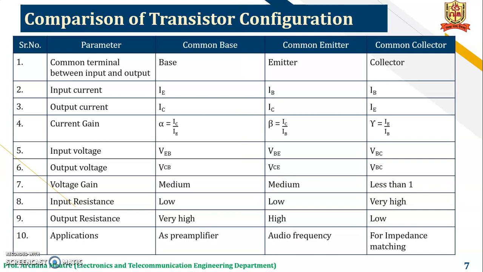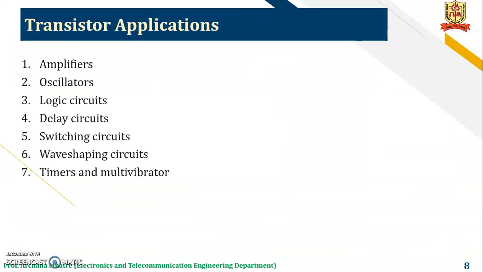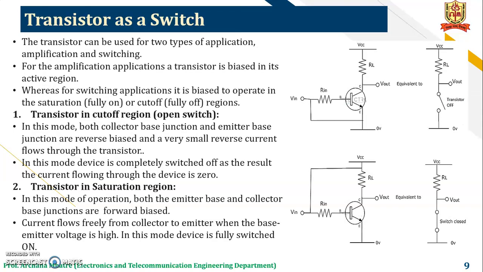Applications: common base acts as a preamplifier, common emitter is used for audio frequency, and common collector for impedance matching. Now next is transistor applications. The transistor is used for amplification, oscillators, logic circuits, relay circuits, switching circuits, wave shaping circuits, timers and multivibrators.